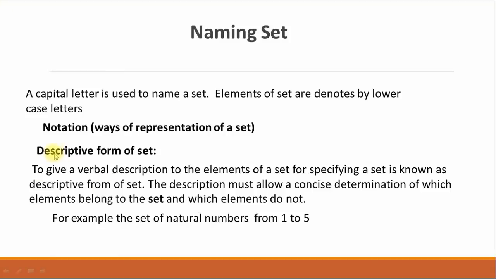First of all, I would like to tell you about the descriptive form of a set. To give a verbal description of the elements of a set is known as the descriptive form of a set. The description must allow a conclusive determination of which elements belong to the set and which do not. For example, the set of natural numbers from 1 to 5. This is the descriptive form of a set.